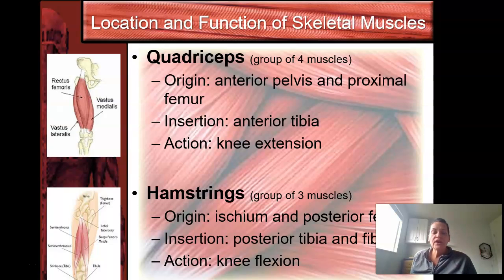Okay. Then you have the hamstrings. It's a group of 3 muscles on the back of your thigh, right? And the origin is the ischium and posterior femur. The insertion is the posterior tibia and fibula, so behind the tibia and fibula. And this action is a knee flexion. So that helps to bring the knee back, or the foot back. Okay. So quadriceps are in the front, hammies in the back. Quads 4, and the hammies are just made up of 3. I don't know why they don't call them tri-strings.